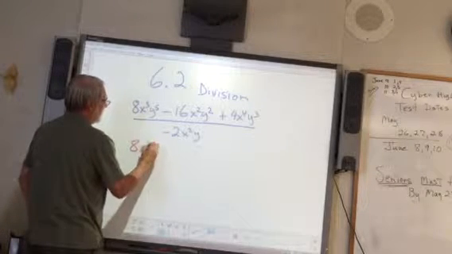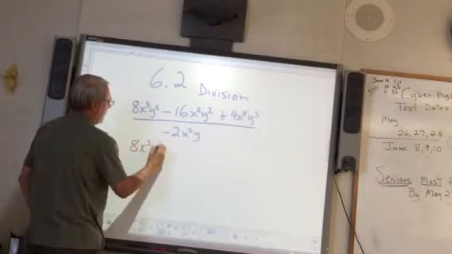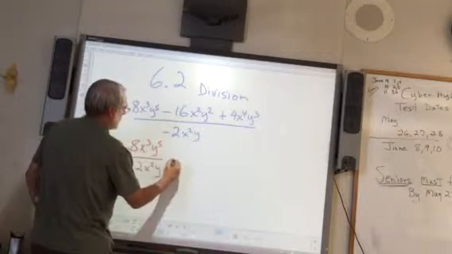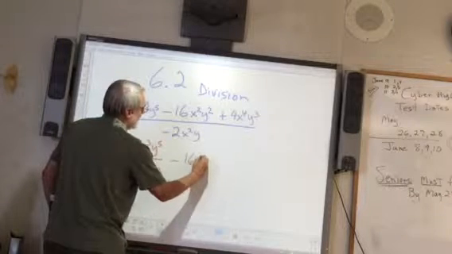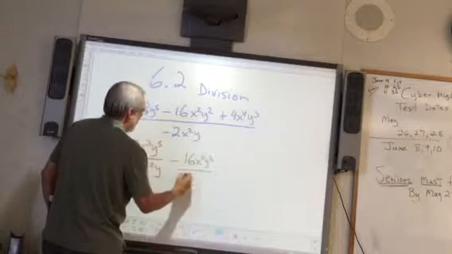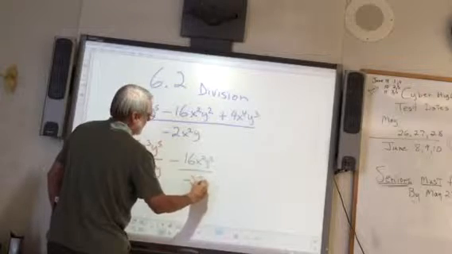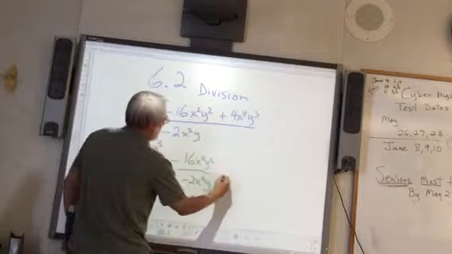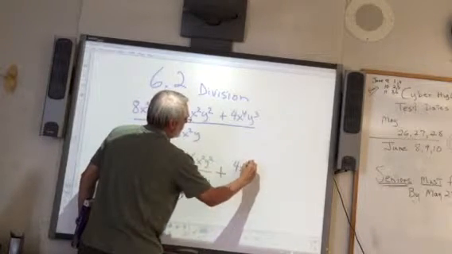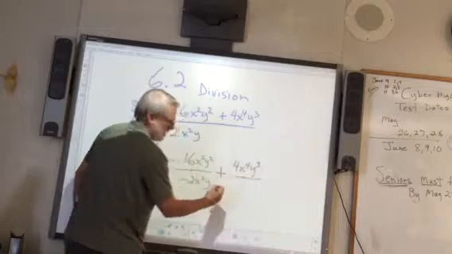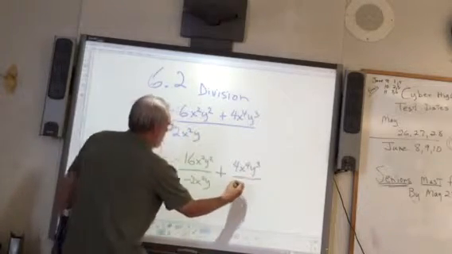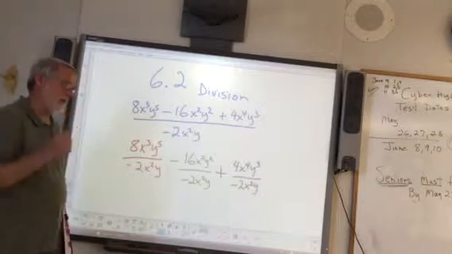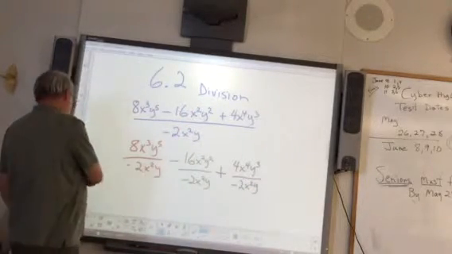So we have 8x cubed y to the 5th over negative 2x squared y, minus 16x squared y squared over negative 2x squared y, plus 4x to the 4th y to the 3rd over negative 2x squared y. In doing it this way, you have to remember the rules for exponents in order to be able to do this correctly.